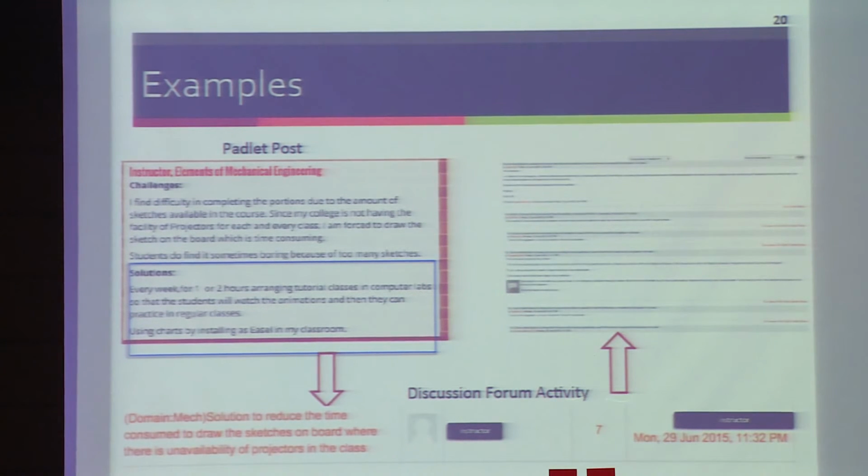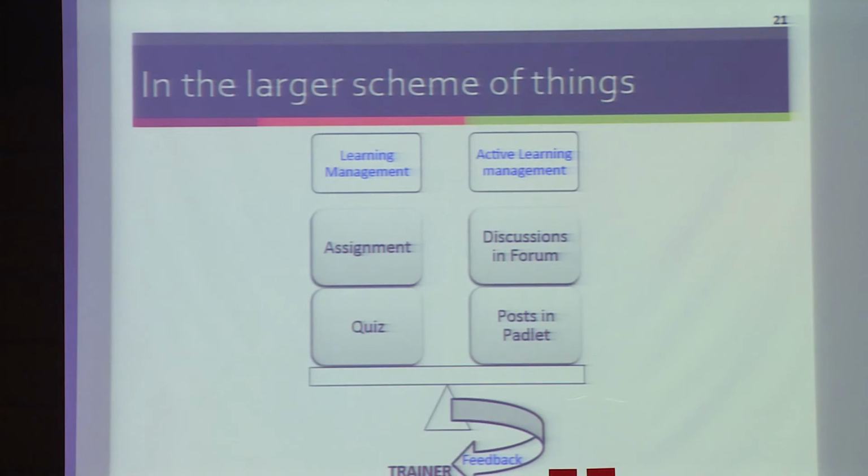Around 8 discussions happened with different participants, and finally she edited her own problem and she noted down the solutions. So this happened with around 15-16 active teachers, and they were sharing this using Moodle's discussion forum. In the larger scheme of things, the assignments and quizzes that happened is what I call learning management, and the discussion forum and the Padlet part, that I'm calling active learning management, and I have the feedback module to inform me what is happening within this particular section.